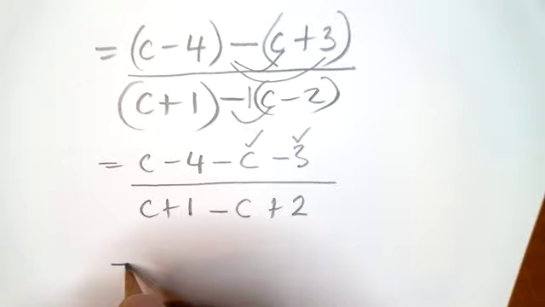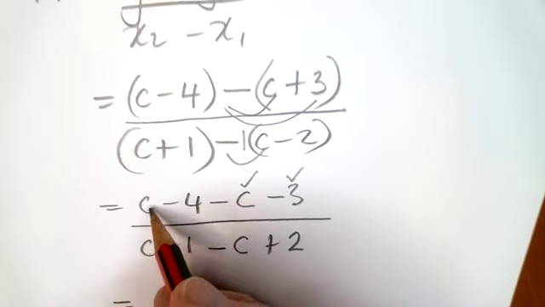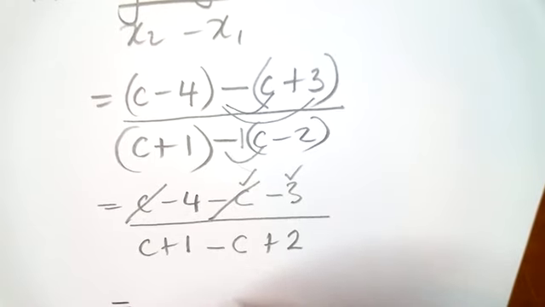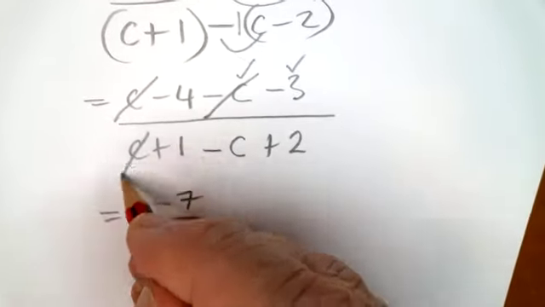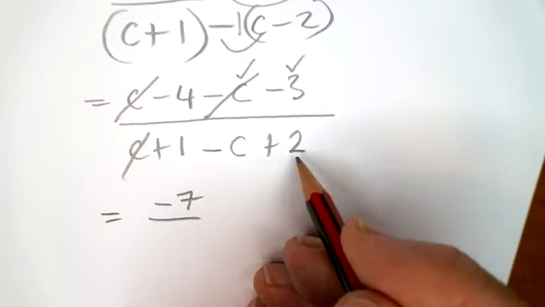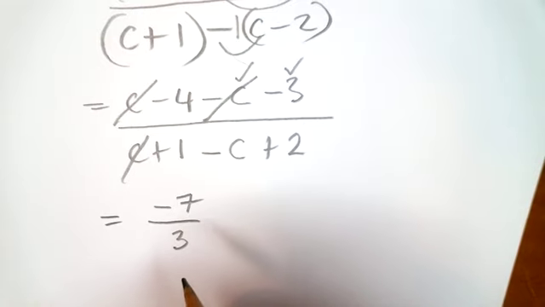All right, now let's simplify that, keeping equals under each other as best we can. Well, we've got c minus c is 0. Negative 4 minus 3 is negative 7. All over, c minus c is 0, but I've got a 1 and a 2 is going to be 3. So the answer is negative 7 on 3.